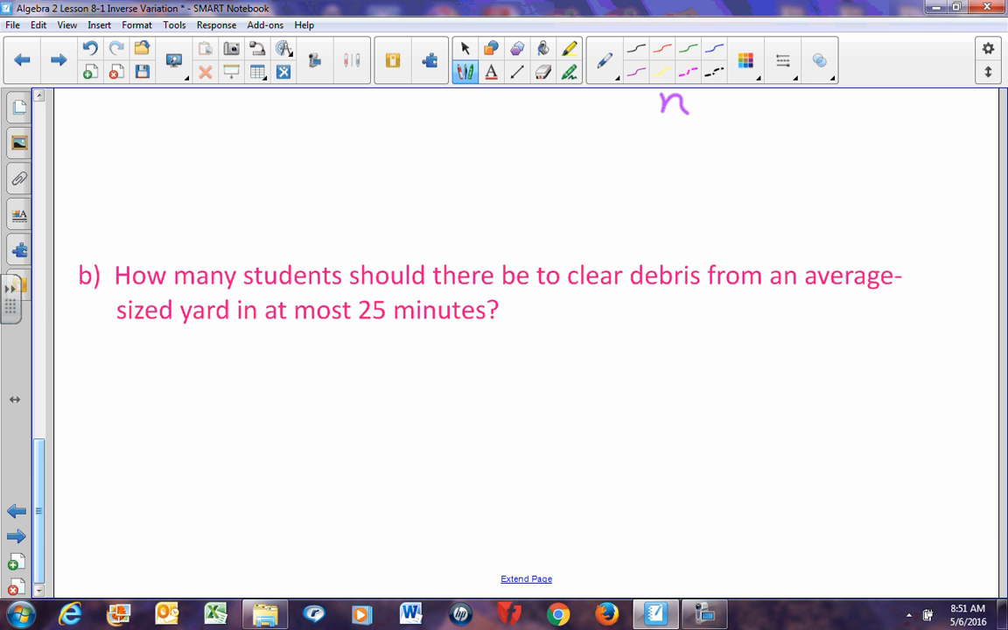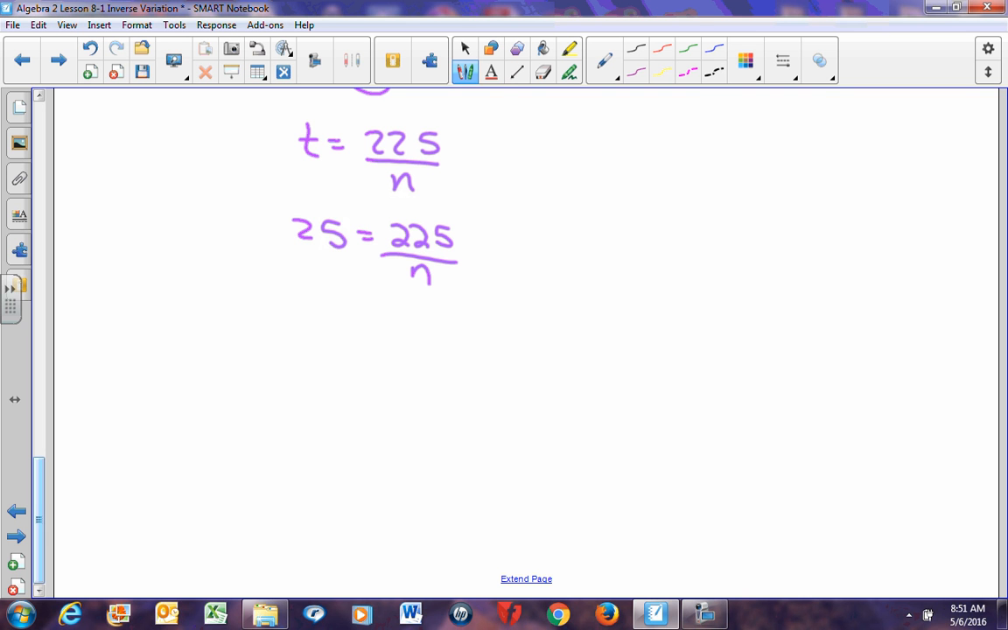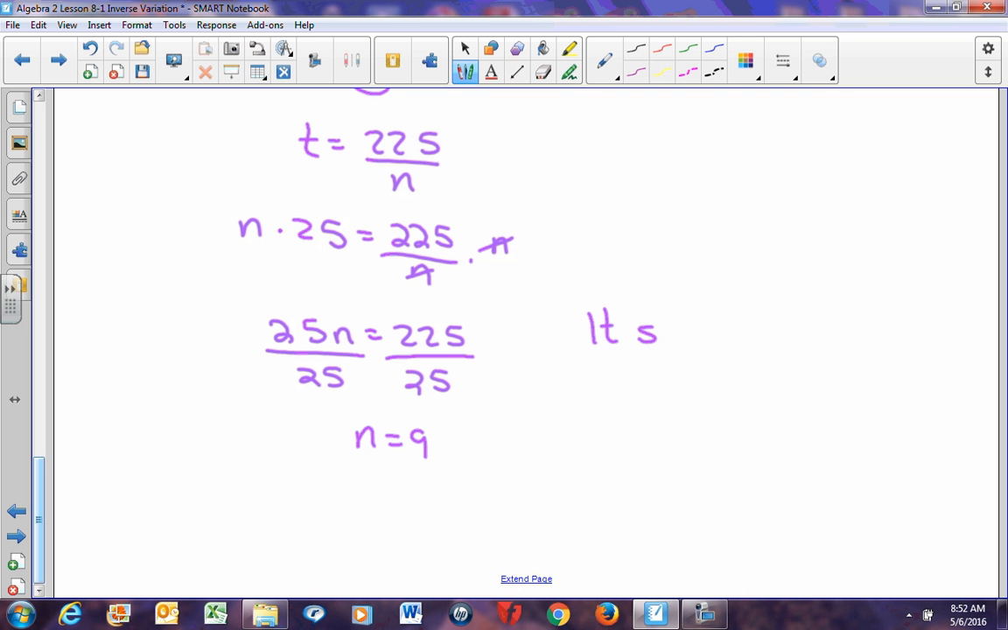The next question asked, how many students should there be to clear debris from an average size yard in at most 25 minutes? So t equals 225 over n. We don't want to be more than 25 minutes, that's the max, so 25 equals 225 divided by n. We'll solve this equation for n. Simply multiply both sides by n, and then the n will cancel, and you'll have 25n equals 225. Divide by 25, and n will equal 9. So it should take 9 students to get the debris out in 25 minutes.